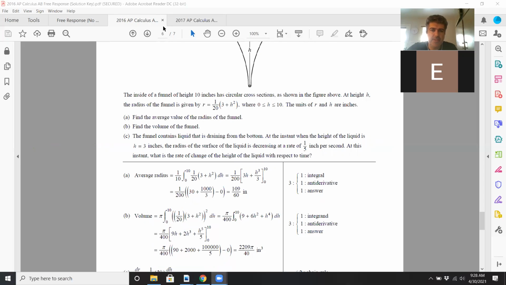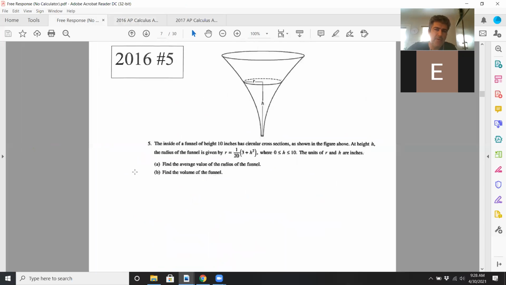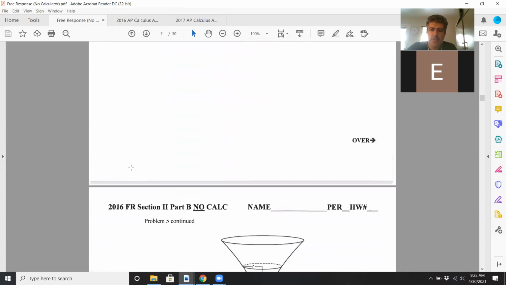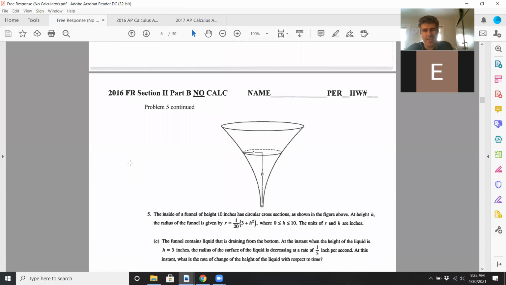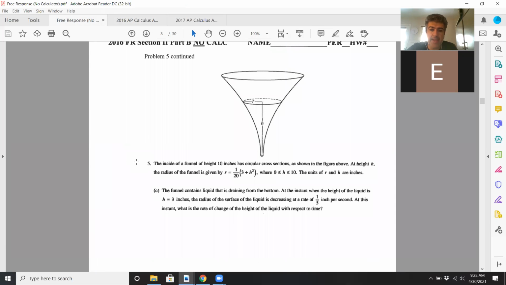So this is nice because it was a sneaky way of incorporating volume. The College Board may not just do a problem dedicated towards volume, they might just sneak it into a problem. That was a really clever way of them doing that.